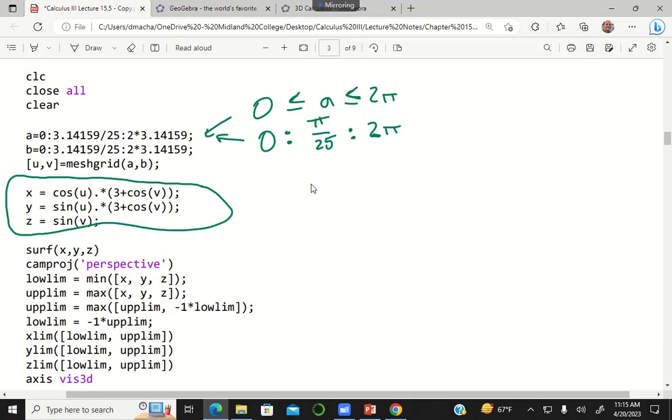So this is what I want you guys to do as part of your homework. I want you to use this code, copy and paste it into MATLAB, but then see what happens if you try other commands or other formulas for x, y, and z coordinates, and see if you can make a really cool looking surface.